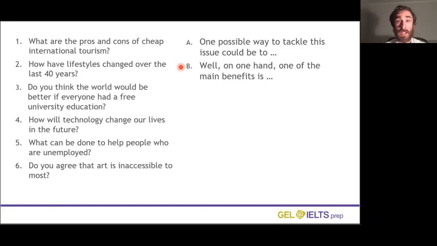B is starting to answer question 1. What are the pros and cons of cheap international tourism? Well, on one hand, one of the main benefits is that people from lower income backgrounds are able to visit other countries when they weren't able to in the past. However, one of the main drawbacks is that it's starting to affect local communities in popular tourist destinations.